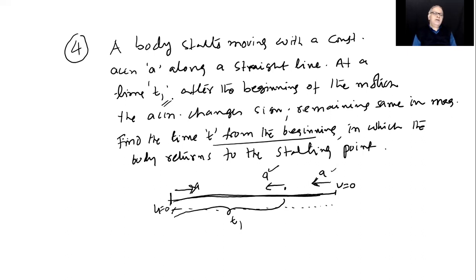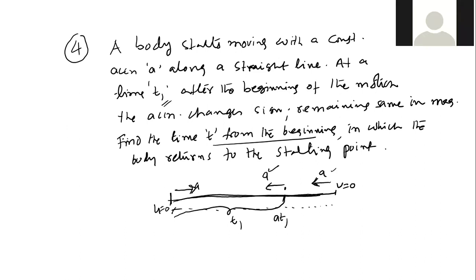So tell me, how should I do? There are two or three ways of doing the same thing. So what we can do is find the velocity after t1. At this point, v equals u plus at, so that will be at1, the velocity at this point. Then after that, what should I do?